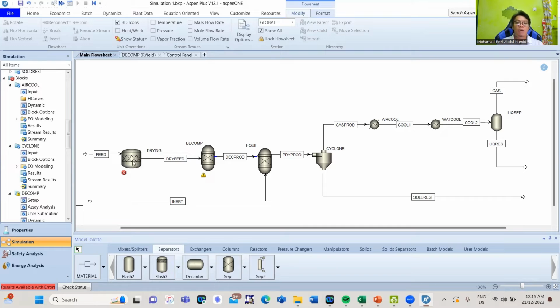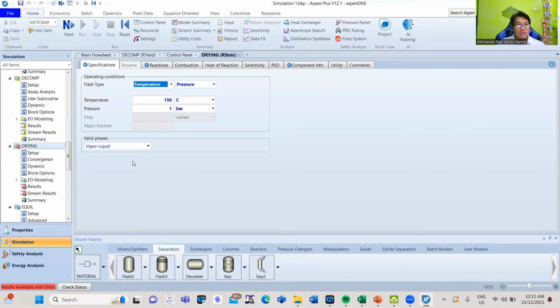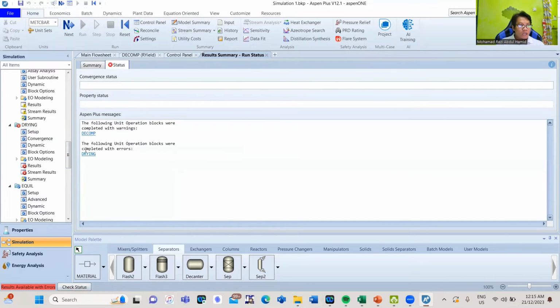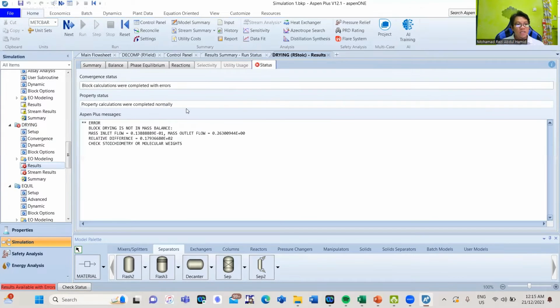This block is fine; it received wrong information, so you would have some kind of warning here. But let's check what the error is. Double click. Is it comment or status? Let's see. Where's my status? Okay, maybe here. Now, under the drying unit, you will see that block drying is not in mass balance. So 50 kilograms going in as feed must be 50 kilograms of dry biomass plus moisture going out.